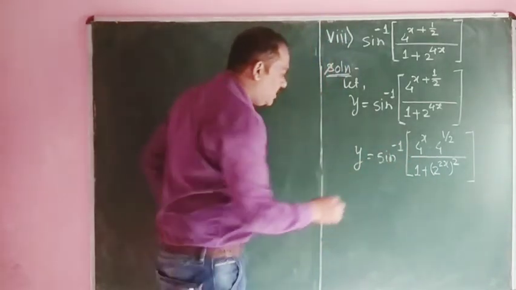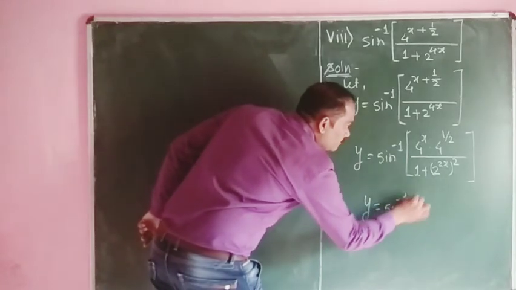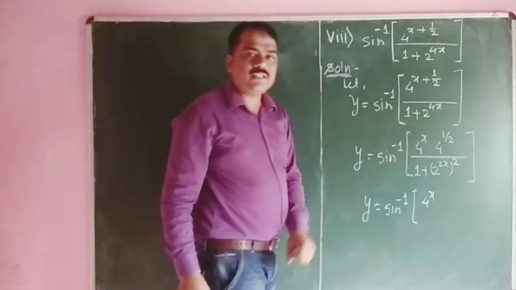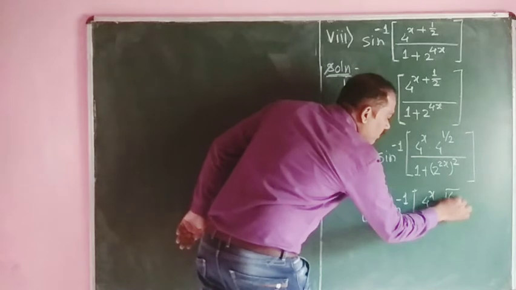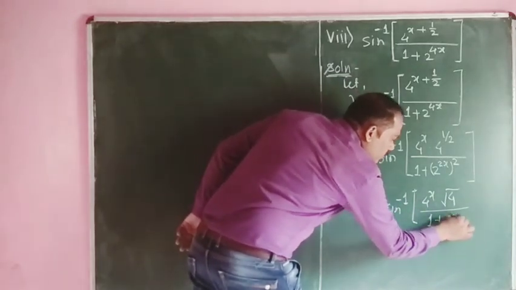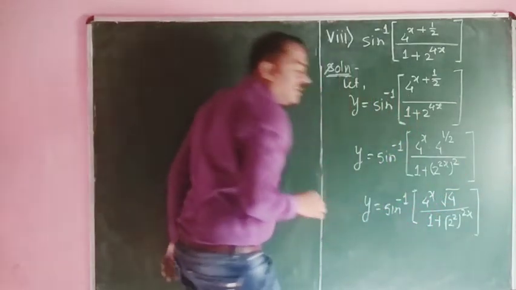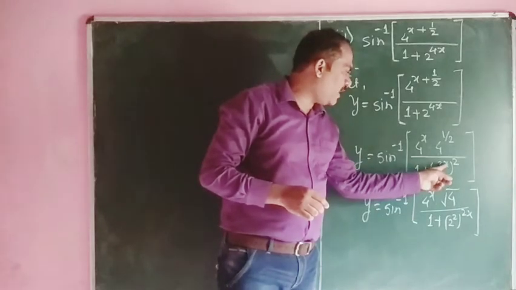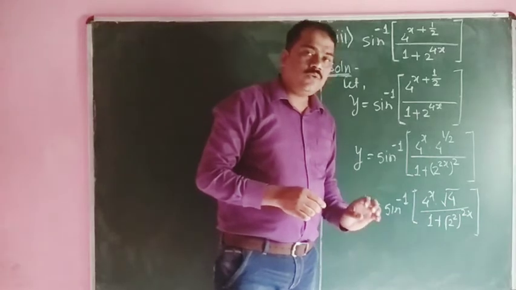So that we can write y is equal to sin inverse of 4 raised to x. 4 raised to 1 half is nothing but the square root of 4, that is square root of 4 divided by 1 plus 2 square raised to 2 raised to x. We have to change the indices, that is 2 raised to 2x raised to 2 is nothing but 2 raised to 2 raised to 2x.